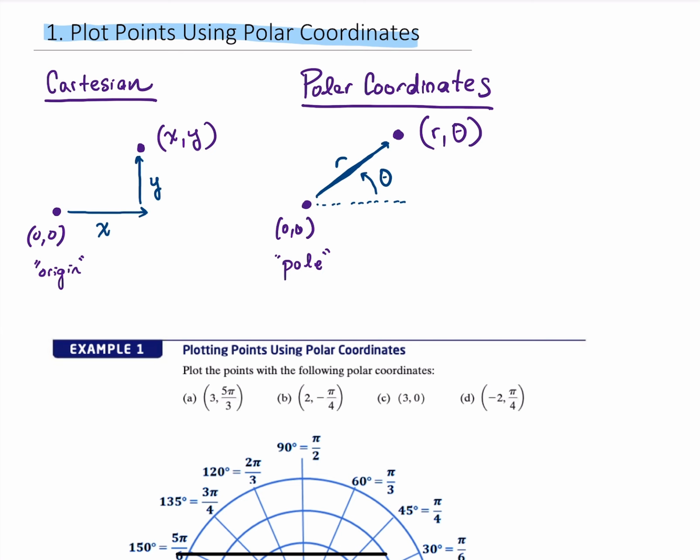Just another word about if things are positive or negative. In the Cartesian system, if x is positive, we go to the right of the origin. If it's negative, we go to the left of the origin. If y is positive, we go above the origin. If y is negative, we go below. There are similar themes here in terms of r and theta. We've already seen positive and negative angles, where if an angle is positive, we rotate counterclockwise, and if an angle is negative, we rotate clockwise. That property is still true.